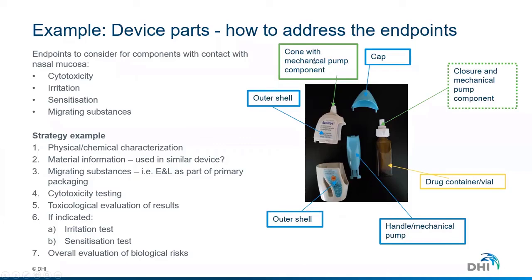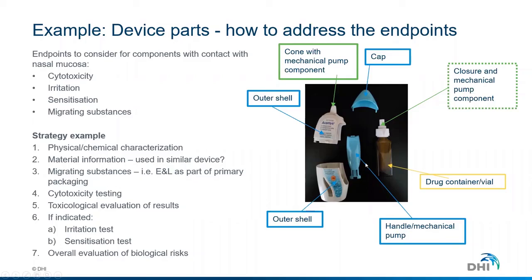Then you describe for the cone and the mechanical pump components, and especially the closure and mechanical pump component over here may consist of smaller bits that you need to describe with respect to composition of the polymer materials and the manufacture of those polymer materials as well. Then you use the material information to say, okay, is that used in a similar device that's already on the market and considered safe? If not, and if we assess, okay, we need to look at migrating substances, then you do the extractable and leachable studies.